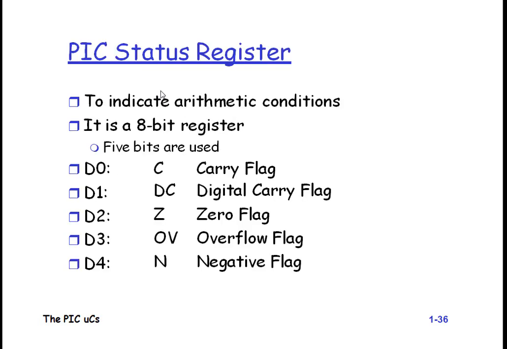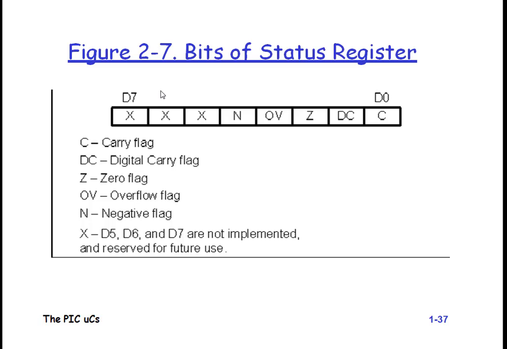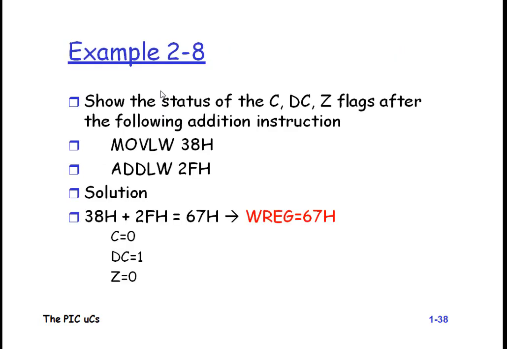PIC Status Register. This tells about the status of the registers. It also indicates some conditions, like different functions and arithmetic functions. These are 8-bit registers. Five bits are used: carry flag, digital carry flag, zero flag, overflow flag, and negative flag. So there is a format of the status register: carry flag, digital carry flag, zero flag, overflow flag, negative flag.